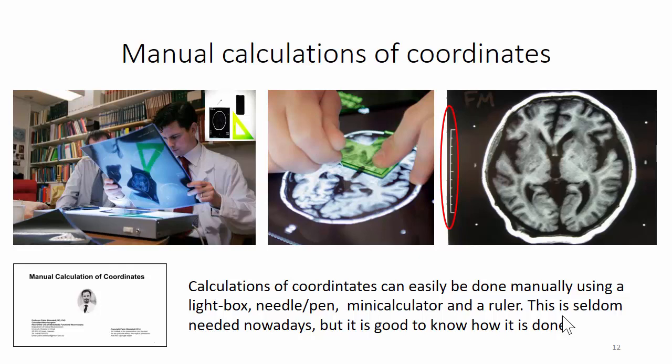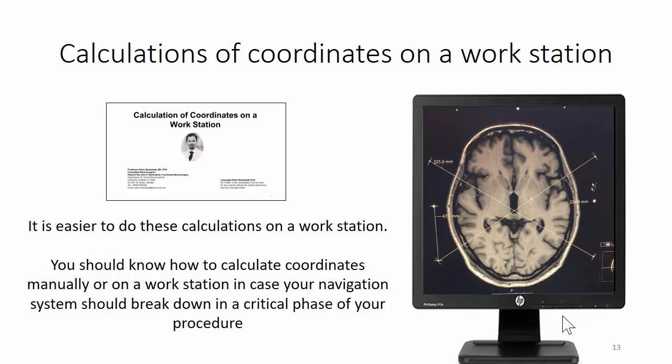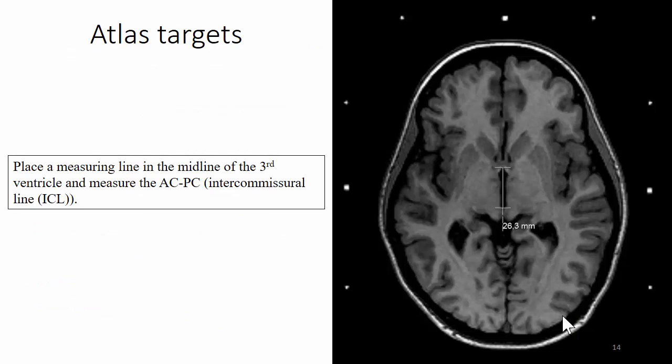It is easier to do these calculations on a workstation. You should know how to calculate the coordinates manually or on a workstation in case your navigation system should break down in the critical phase of your procedure. You will learn how to do the calculations on a workstation in the lecture above, but I will here give a brief presentation. The calculations are most often done on horizontal images at the level of the target.